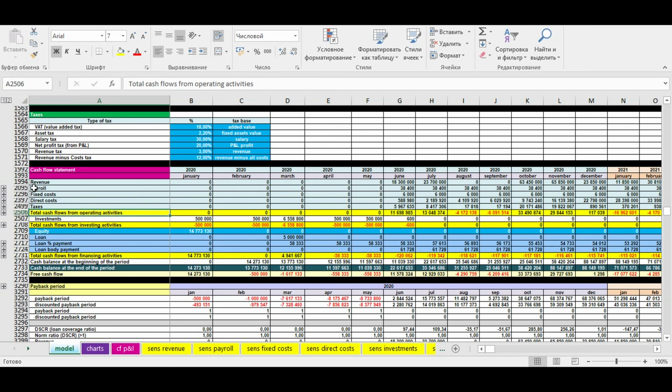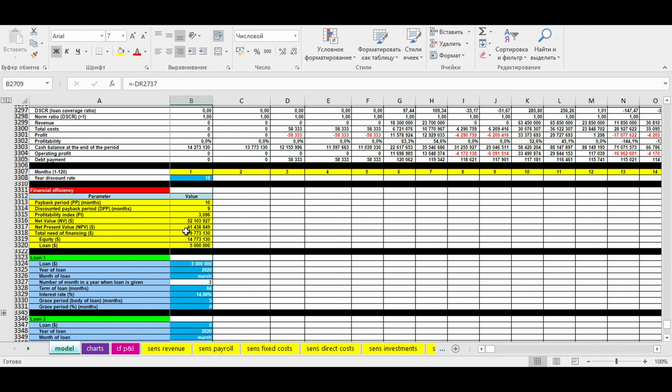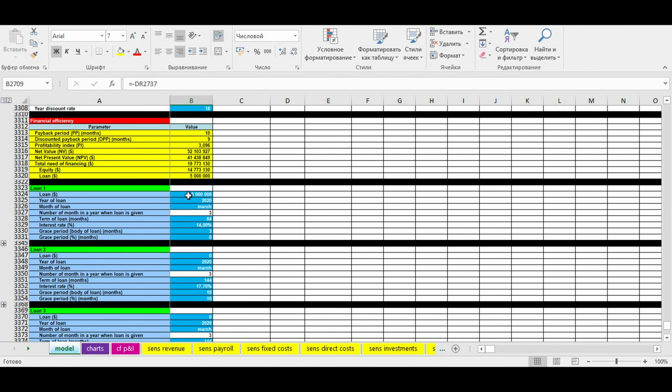First, you can see the total revenue, direct and fixed costs, payroll, and taxes. Second, you can see your monthly profit and cumulative cash balance. Third, one of the main things you'll see from cash flow is total amount of money you need to start the business. If you see that total financing is bigger than amount of money you have, you can add loan parameters: amount of loan, month and year you get it, a loan term in months, interest rate, and grace period for interest and body payment of the loan.